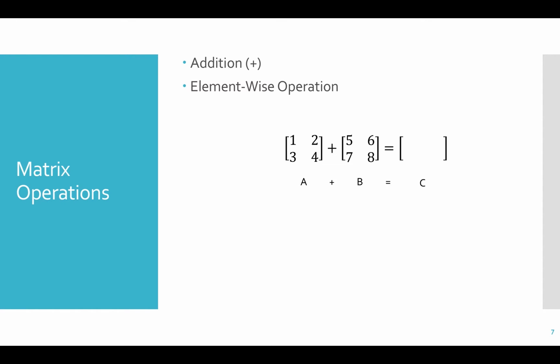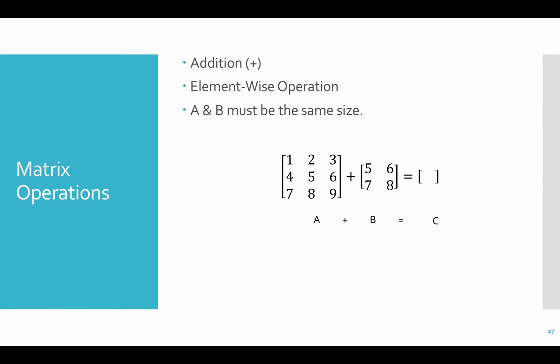So we take each element of A and combine it with each element of B to get some matrix C. So we use corresponding elements. That's why it's called element-wise. And so we add 1 and 5, we get 6. 2 and 6, we get 8. 3 and 7, we get 10. And 4 and 8, we get 12. So now we have our matrix C.